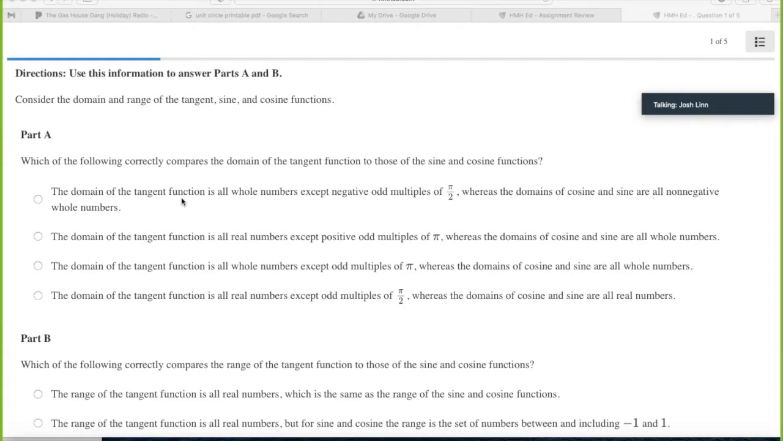Domain of tangent function is all whole numbers. No. The domain of tangent function is all real numbers except positive odd multiples of pi. Close, but I believe that should be pi over 2. The domain of tangent function is all real numbers except odd multiples of pi over 2, whereas the domain of cosine and sine are all real numbers.